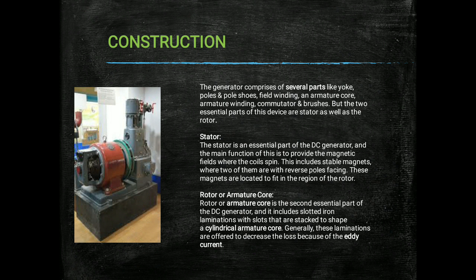Now the rotor or armature core. The rotor or armature core is the second essential part of a DC generator. It includes slotted iron laminations. That means the rotor or armature holds the conductors with the help of slots. The core of the armature is not solid in nature. That means it is not a solid part. A laminated iron core is used.